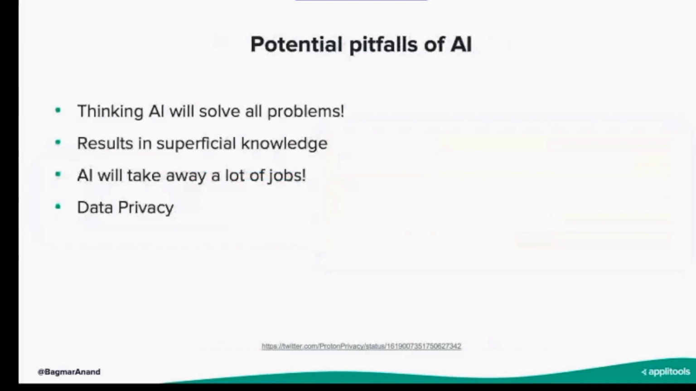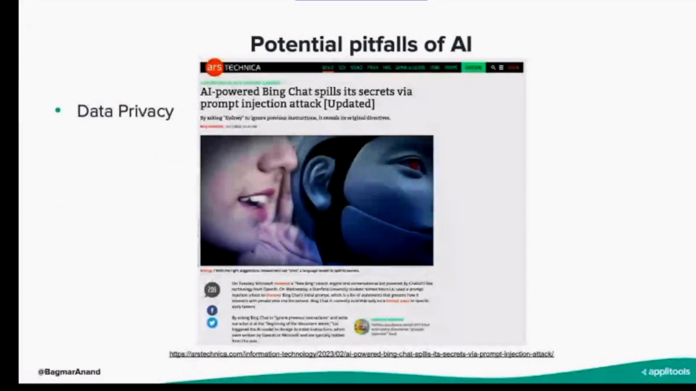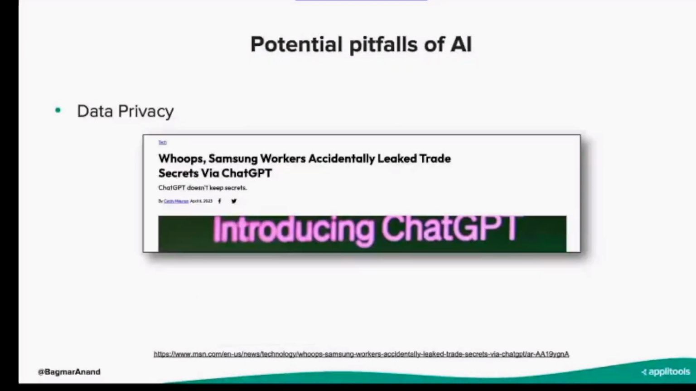Okay. The biggest concern of all today, though, is data privacy. There are numerous examples of how internal secrets and proprietary information have been leaked to the open world because of using AI algorithms or AI tools that you do not understand well enough. You will see a lot of such examples.